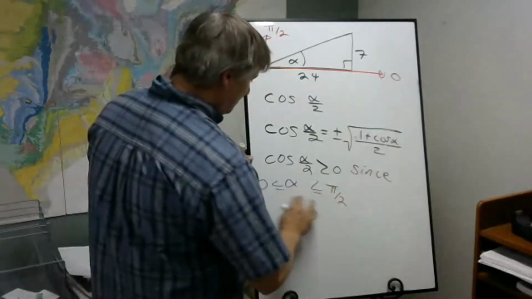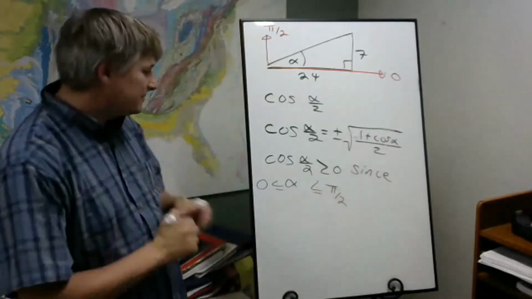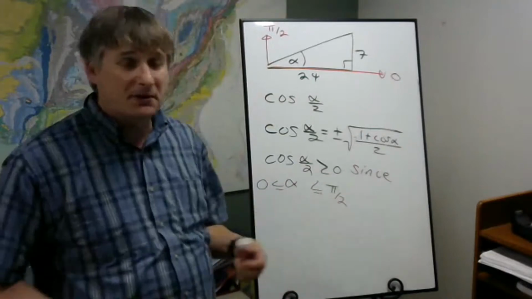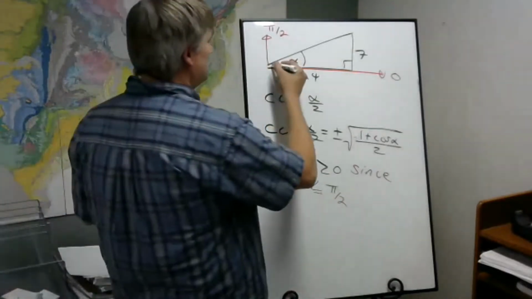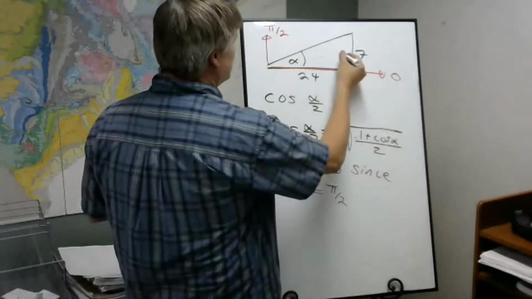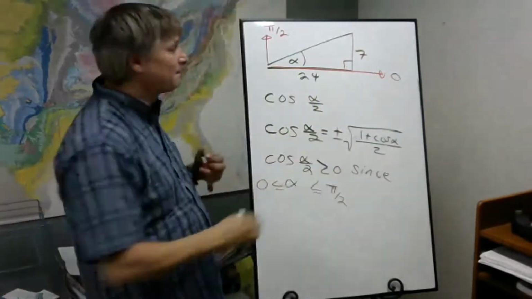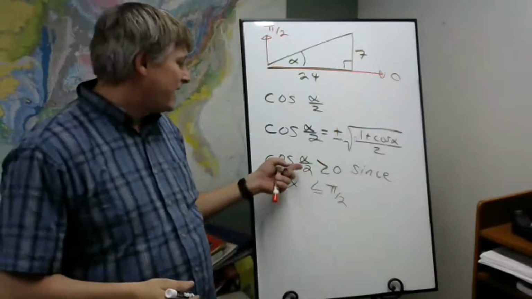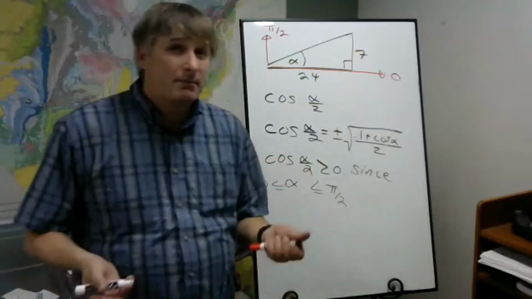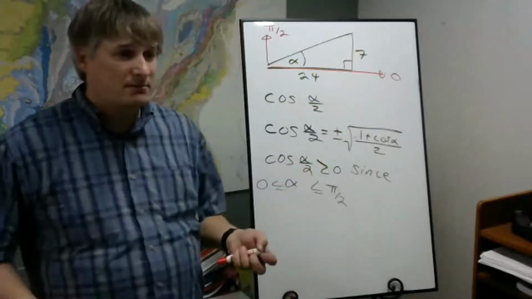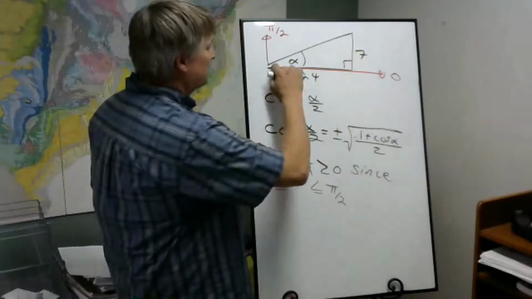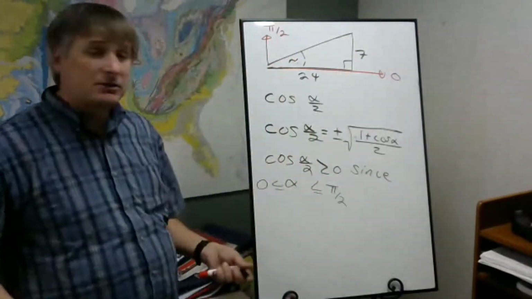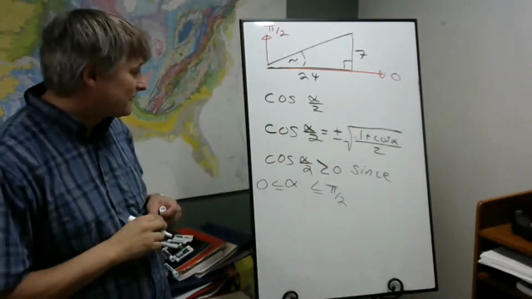Or alpha, I should say. Since alpha is between 0 and pi over 2, well, alpha over 2 is going to be the same thing. You can think of alpha over 2 as a little angle, sort of doing something like this, half of alpha. So since alpha is in the first quadrant, well, alpha over 2, we're just dividing by a positive 2. It'll be some half angle or going across like this. That's going to be alpha over 2. Again, it's going to be in the first quadrant.